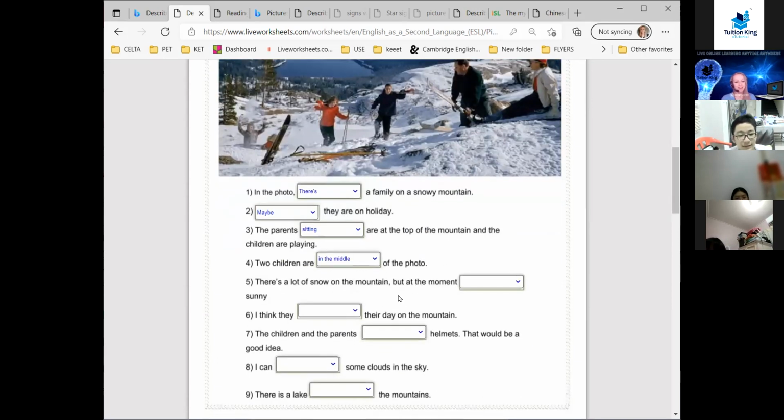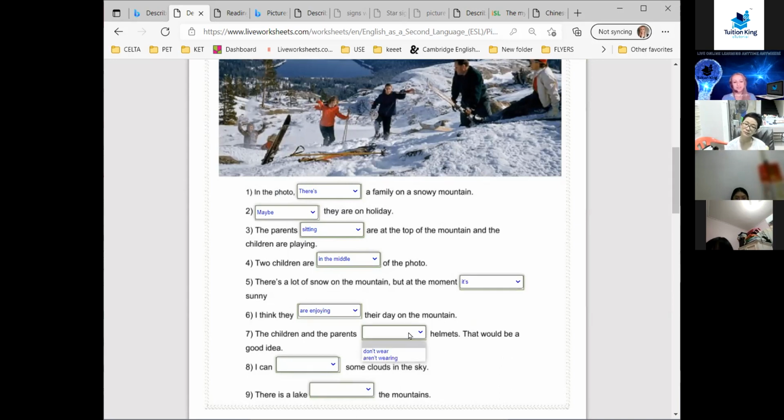Good. Number 5, T. Roy. There's a lot of snow on the mountain, but at the moment it's sunny. At the moment, it's sunny. Do we agree it's it? Yeah, cool. All right. Number 6, Esther. I think they are enjoying their day on the mountain. Okay, do we agree it's are enjoying? Yeah, all right.